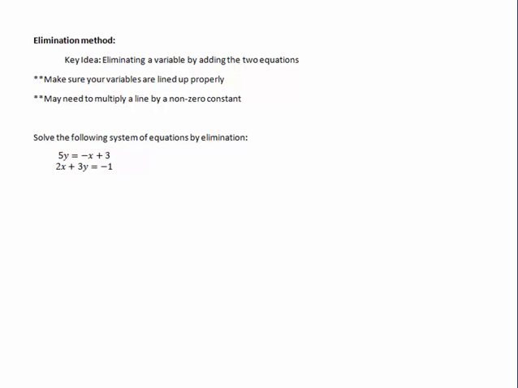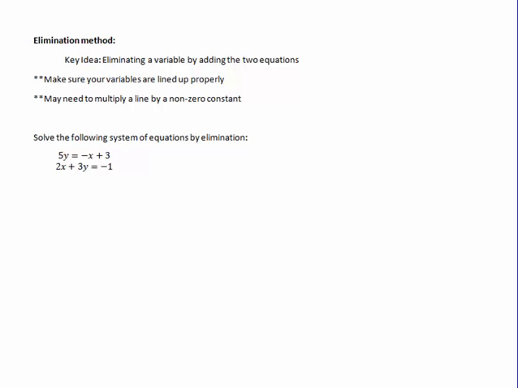Okay, so now I want to run down the elimination method real quick with you. Some key points here. Really, the big idea is that we're going to get rid of one of the variables. We're going to add the 2 equations together and get rid of one of the variables. That's the rules to the game. Now, we need to make sure that the variables are lined up properly first, and we may need to multiply a line by a non-zero constant. And I'll explain that part in just a minute.